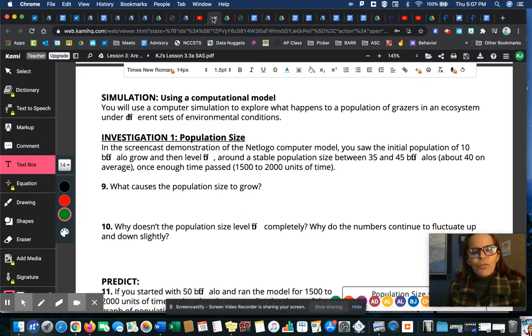Let's go to what we're looking at here. So now we've watched it, and it says you saw the initial population of 10 buffalo grow and then level off around a stable population between 35 and 45 buffaloes.